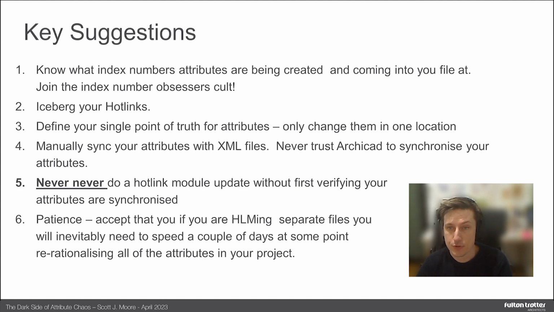Define your single point of truth for attributes. Only change them in one location and then synchronize them to your other files. Manually sync your attributes with the XML files. Don't trust Archicad to sync your attributes because it will screw them up. Never do a hotlink module update without first verifying your attributes are synchronized correctly. And patience. Accept that if you're hotlink modulating separate files, you will inevitably need to spend a couple of days at some point to re-rationalize all of your attributes in your project, and it will drive you insane.